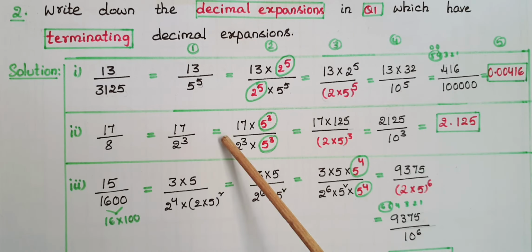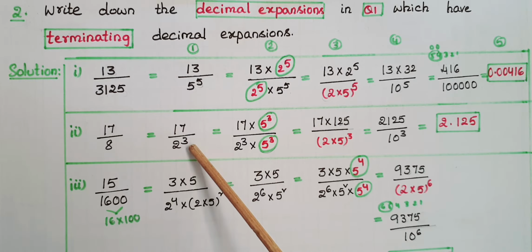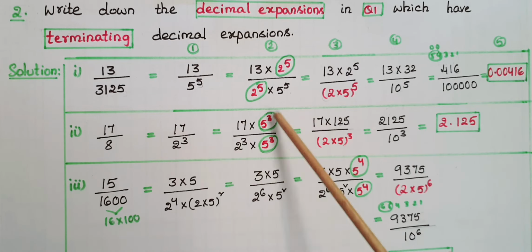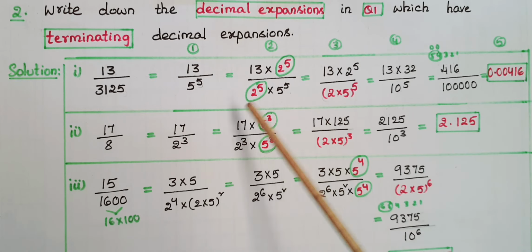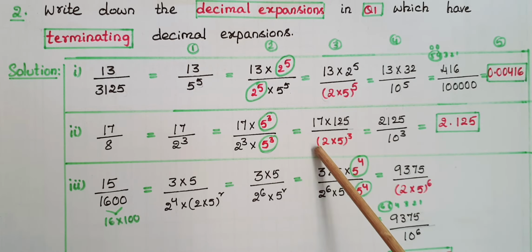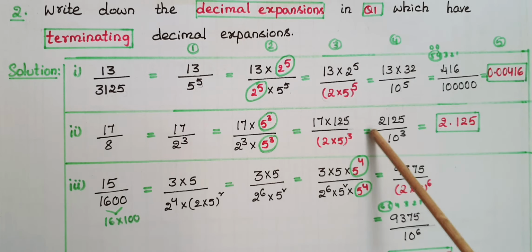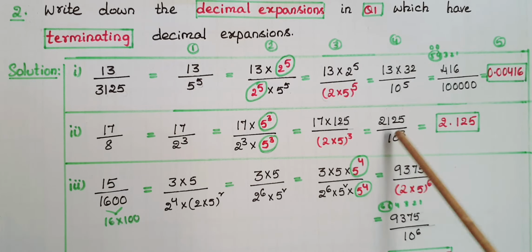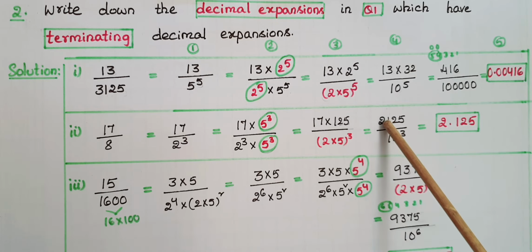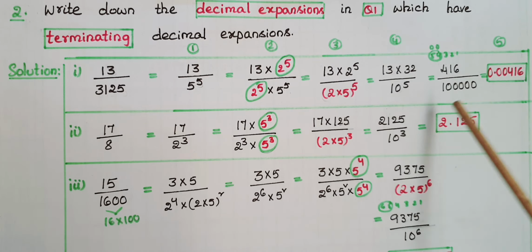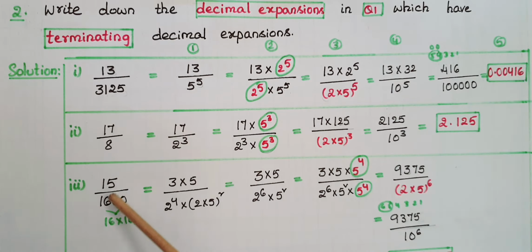17 by 2 cube, that is equal to, here there is no 5 factor. So 17 into 5 cube by, multiply 5 cube with numerator and denominator. Then 17 into 5 cube by 2 cube into 5 cube, that is equal to 17 into 125 by 2 into 5 whole cube, that is equal to 2125 by 10 cube. Here 10 cube means 1000. So 3 zeros, 1, 2, 3. So you have to put the decimal after 3 digits from the right side. So 2.125.